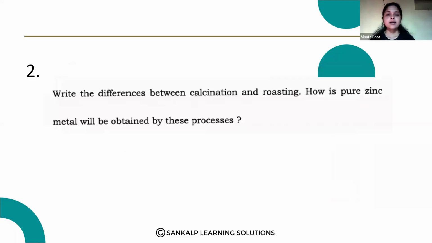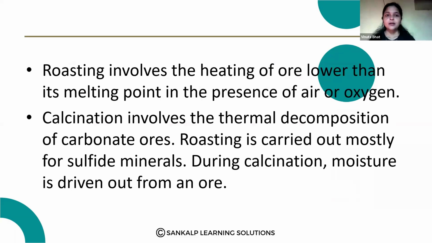Next question. Write the differences between calcination and roasting. How will pure zinc metal be obtained by these processes? Okay. Here, roasting involves the heating of ore lower than its melting point in the presence of air or oxygen. Calcination involves the thermal decomposition of carbonate ores. Roasting is carried out mostly for sulfide minerals. During calcination, moisture is driven out from an ore.